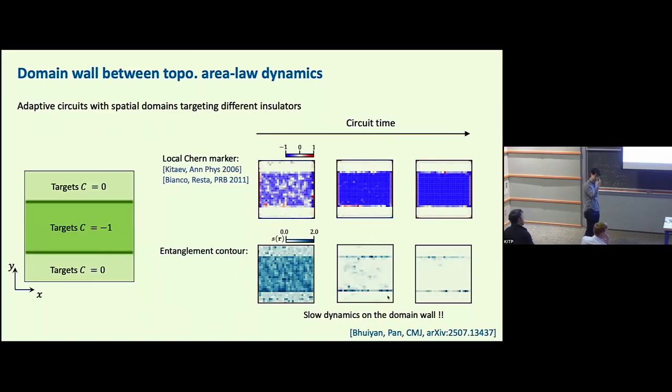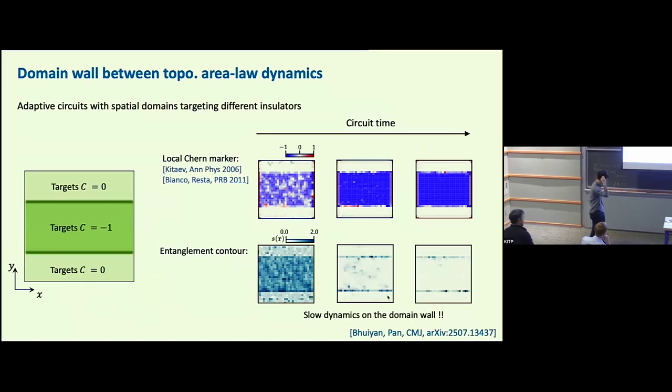As circuit time goes, you can use this thing called the local Chern marker to ask whether the Chernness around a certain point is agreeing with what you want. So you quickly see that there's some randomness going on here, but it quickly goes to this blue and white situation. Blue means the Chern number is -1 locally at every single point here, and is 0 in the outside regions. This happens in order 1 time.